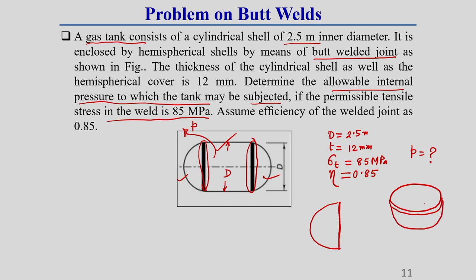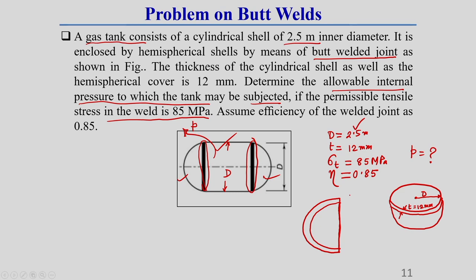This is the hemisphere portion. Now, you see this hemisphere portion has an internal diameter D, which is given as 2.5 meter. You see this 2.5 meter is given. And this hemisphere thickness is also given as t equal to 12 millimeter.